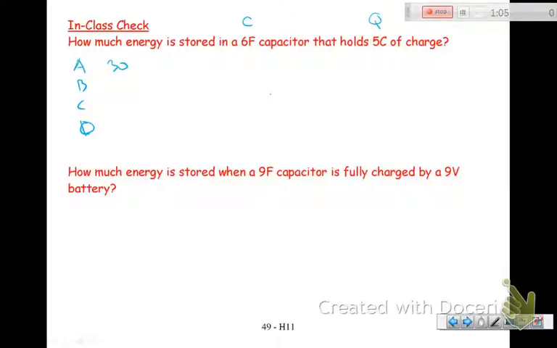Let's have 30 joules. Let's have 15 joules. Let's have 11 joules. Let's have 22 joules. And E, I hope I got the right answer down there. Let's have 75 joules. I'm not even sure I got the right answer in that.